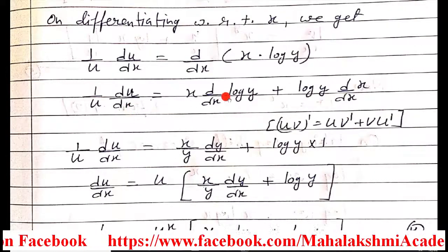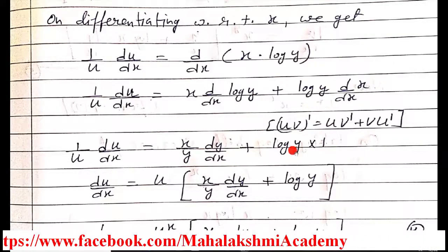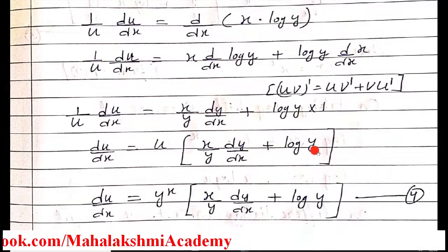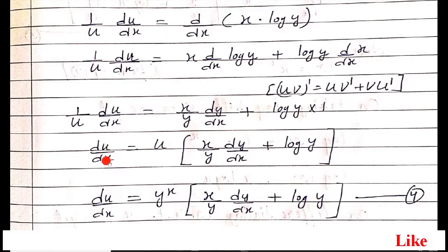Now here, as it is, log y differentiation is 1 upon y, then chain rule applied, then log y as it is, and dx over dx, x differentiation is 1. Now here this u is in divide, so when you shift it here, it will come in multiply, because we want du over dx, so we kept this alone, that's why u shifted here. And these all came in the bracket.